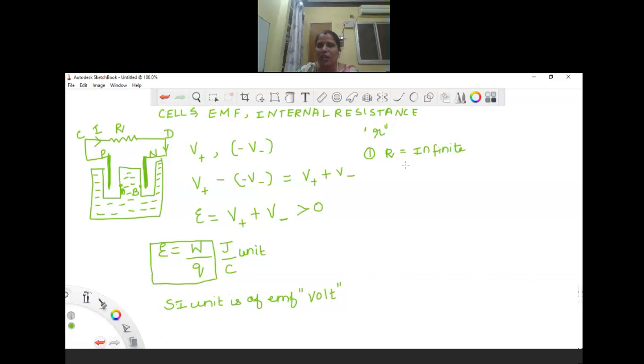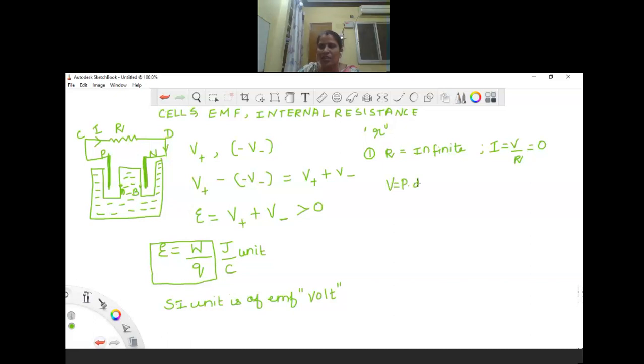infinite. Okay. And you are familiar with the formula, that is from Ohm's law, I is equal to V by R. If R is infinite, then I is equal to 0, which means no current is drawn from the cell. Now, V is the potential difference between what? P and N. Okay.